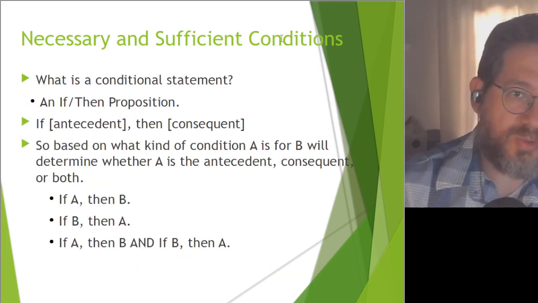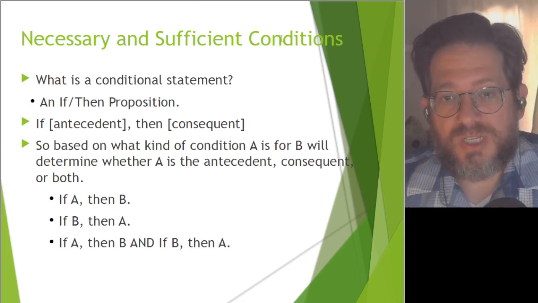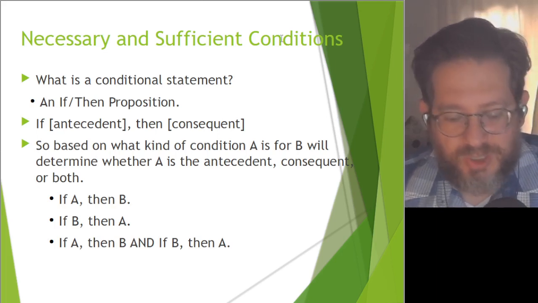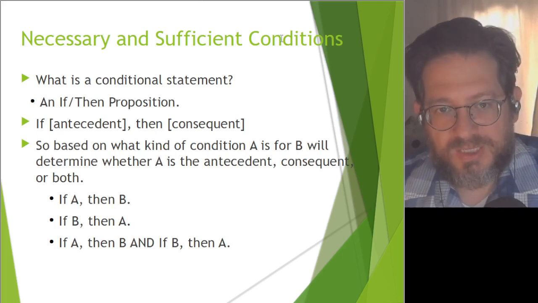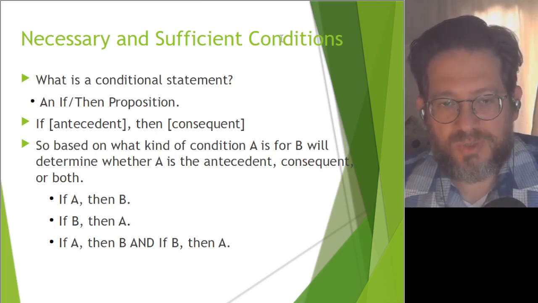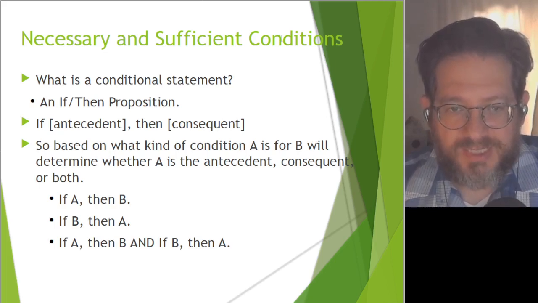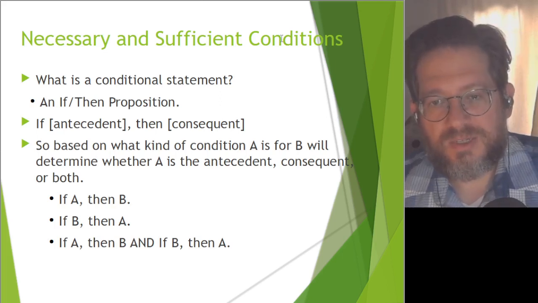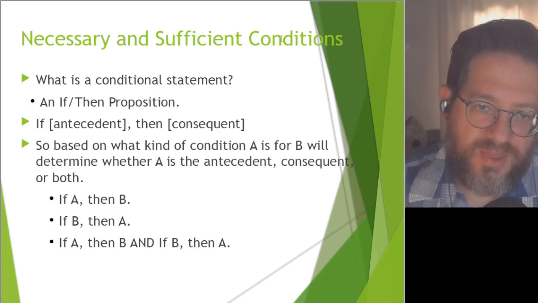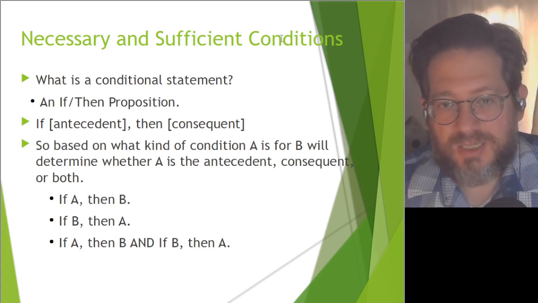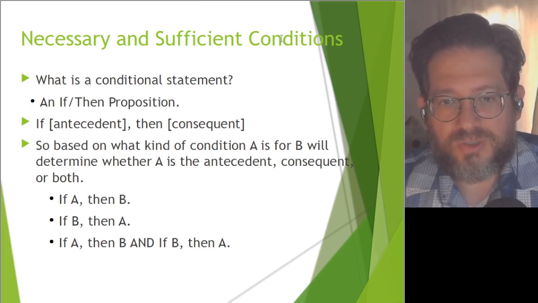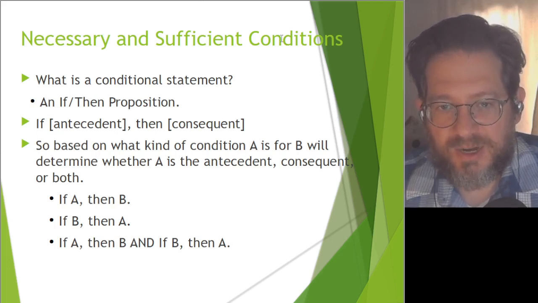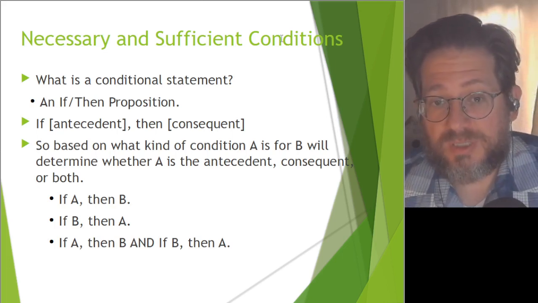All right, let's see what we can do with this. First, let's talk about what a conditional statement is. It has a very specific form. It's an if-then proposition. So if, and then you have what you call your antecedent. There's a claim there. If that, then your consequent. So it's an if-then. If the antecedent, then the consequent. So based on what kind of condition A is for B will determine whether A is the antecedent in our conditional statement, the consequent, or both.